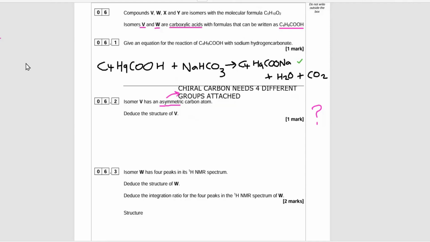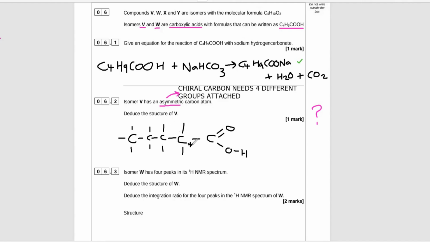We know the molecular formula is C4H9COOH. Play around until you can find a carbon that has 4 different groups attached. Get that practice in, make it active. All right, let's go through the answers. There's no point in just watching me go through the answers. You need to play around yourself and get used to it.